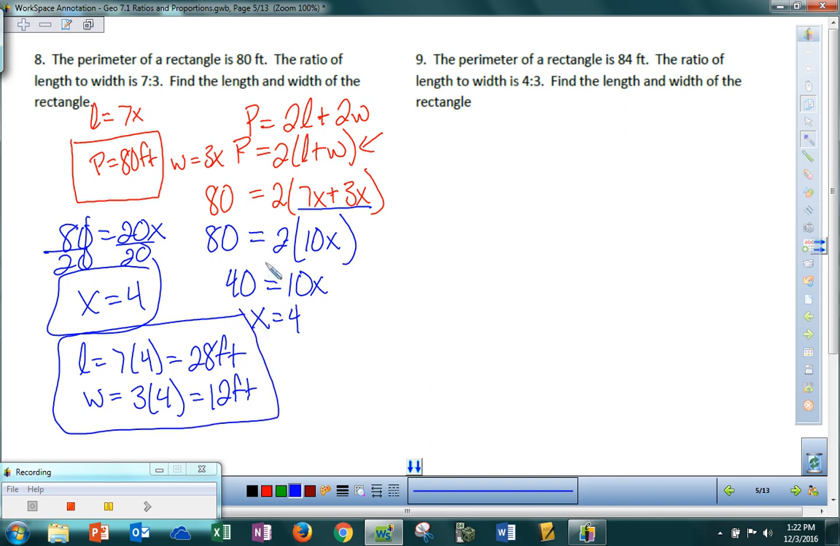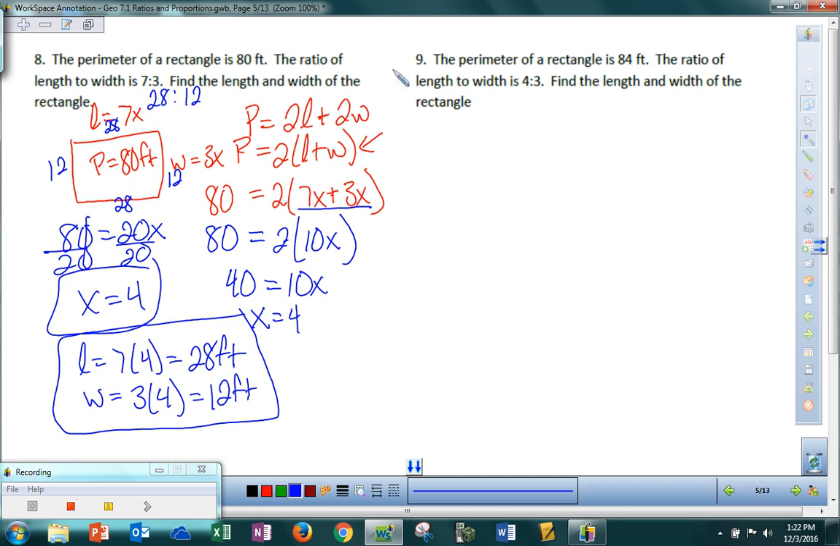Again, there's a couple checks that you can do to make sure you did this correctly. This was 28 on the bottom there, 12 and 12. If you add all those up, you better get 80 feet. Other check we can do, 7 to 3 has to be the same ratio as 28 to 12. And you notice a 4 goes into both of those numbers and reduces down to that 7 to 3, just like we needed it to.